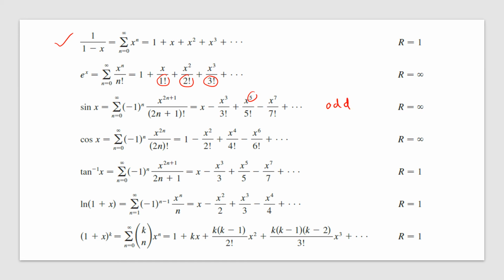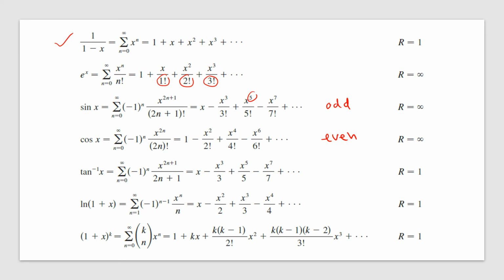And the next, if you go to the cosine one, you can see again there's a plus minus sign change. You only have the even powers. There's a plus minus sign change, but there are all even powers. The e^x has all the powers, all positive. Sine has sign change, all the odd powers. Cosine has sign change, all the even powers.